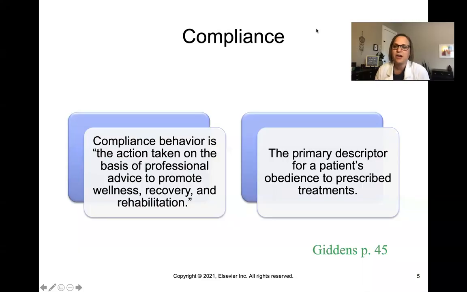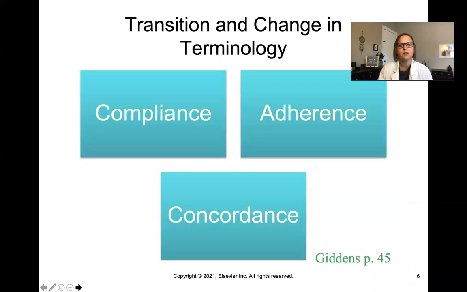Now, we used to describe adherence as compliance, and oftentimes you'll see this still, especially in documentation that staff do at a hospital. They'll say the patient is non-compliant with their blood pressure medicine. And compliance is a descriptor of a patient's obedience to prescribed treatments. And I think that there's been this transition away from that kind of word, from compliance, meaning obedience, to adherence, meaning how well someone follows it.